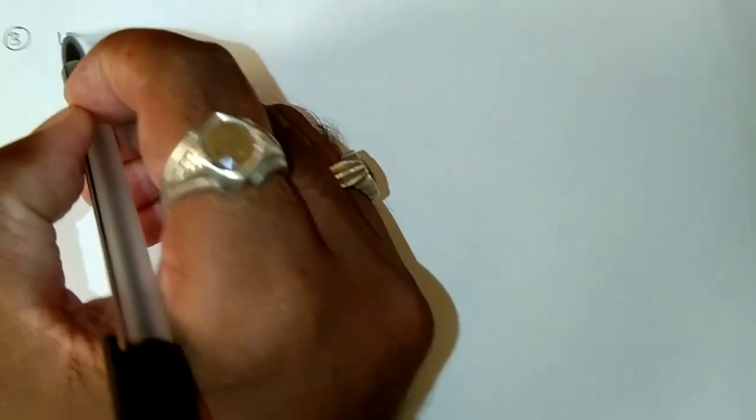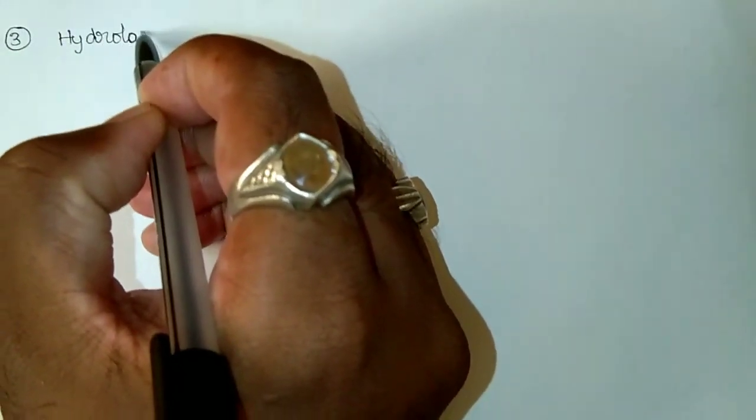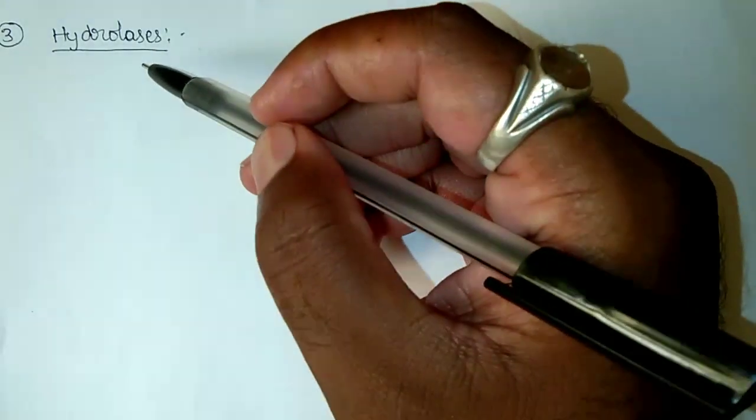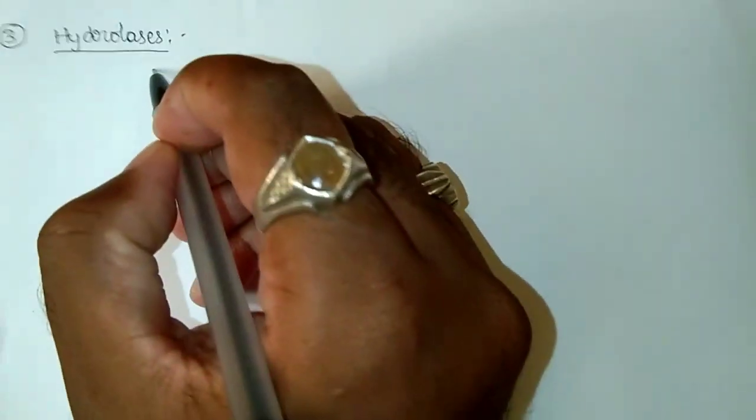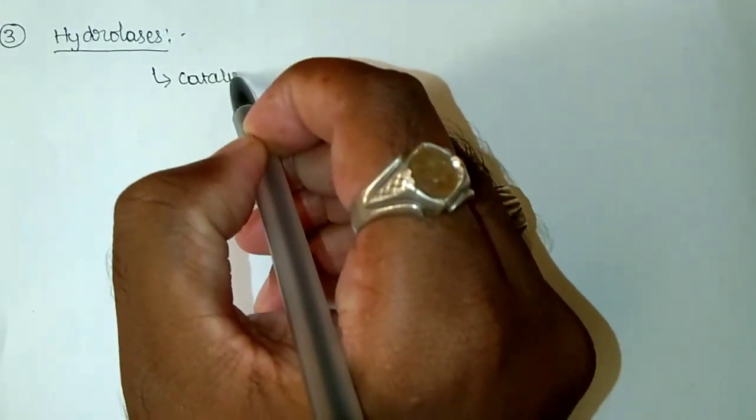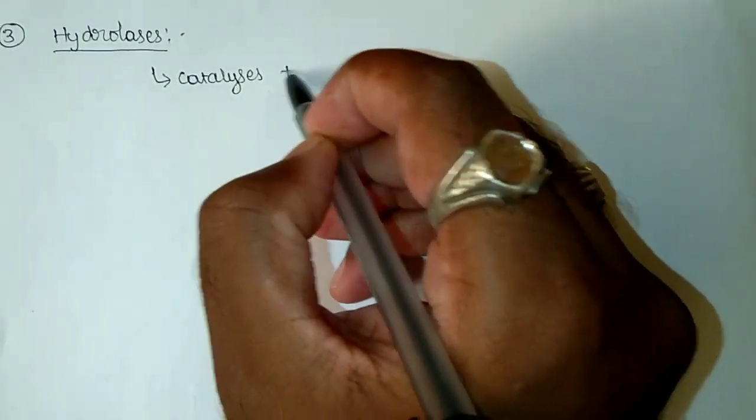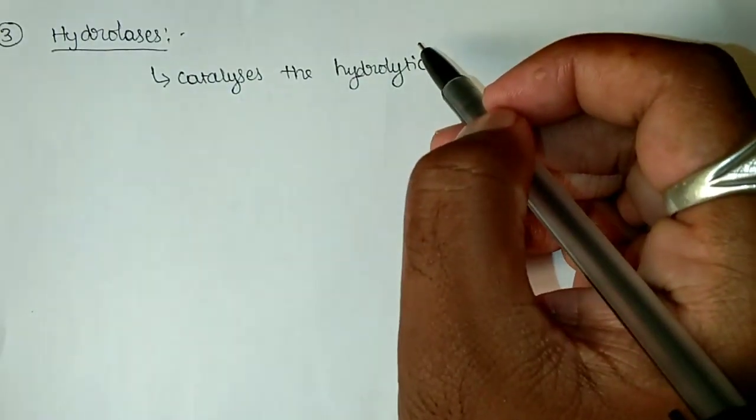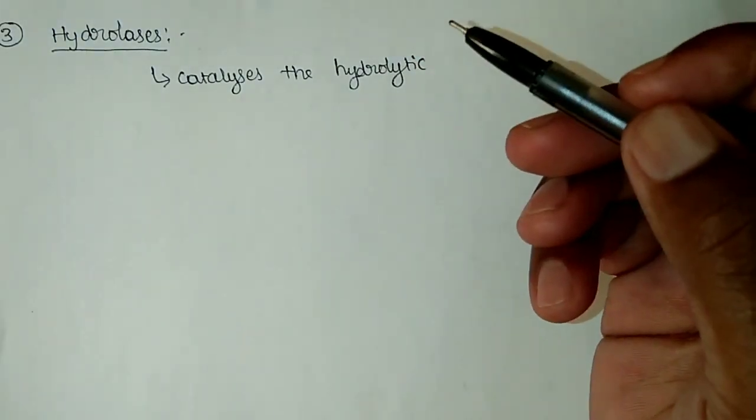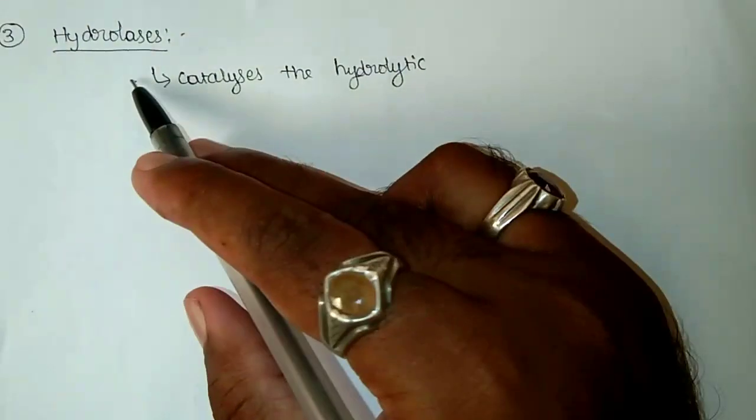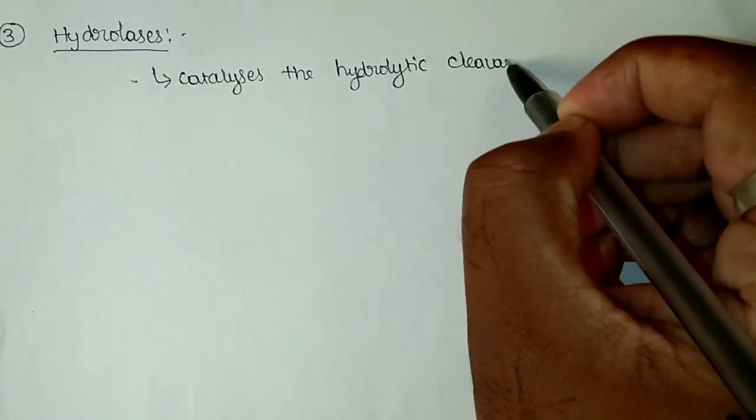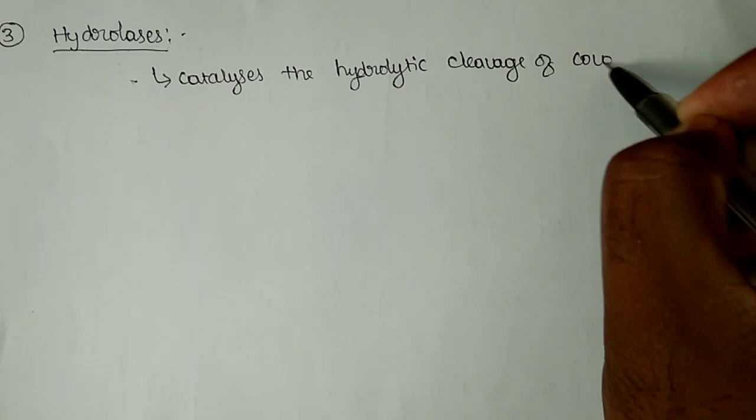Now the third category of enzymes are called hydrolases. The name itself tells you hydrolases. That means these are the enzymes that catalyze the process of hydrolysis, the hydrolytic reactions. We know that hydrolysis is a breakage of bonds in a molecule, and in biochemistry, these hydrolase enzymes will catalyze the hydrolytic cleavage of covalent bonds in biomolecules.